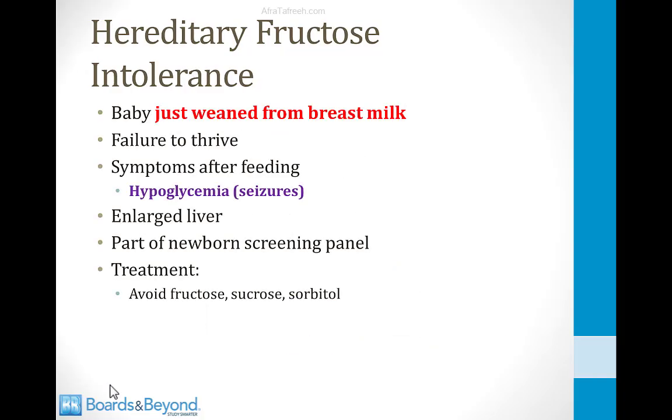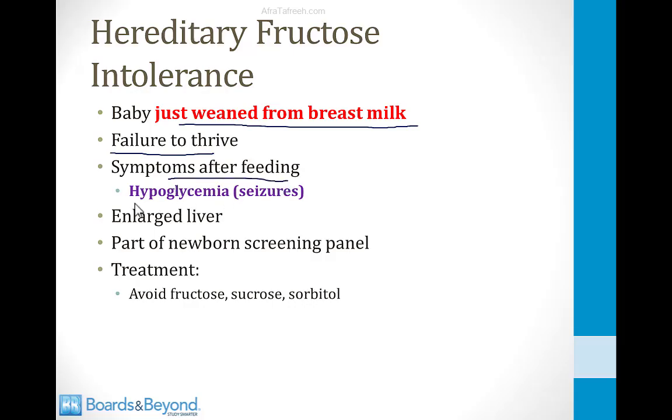So the classic presentation of this condition to know for your boards is a baby who was just weaned from breast milk. There's no fructose in breast milk, but when babies wean, they begin consuming regular food like the rest of us, and that often contains fructose. The baby will present with failure to thrive. There will often be symptoms after feeding.